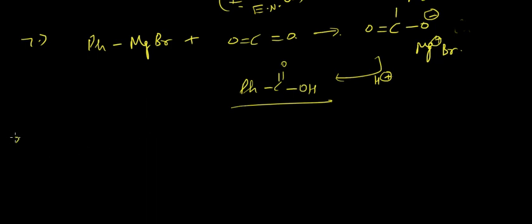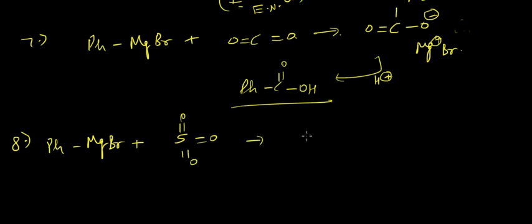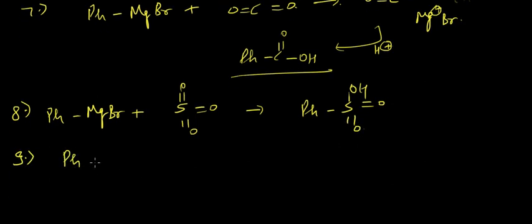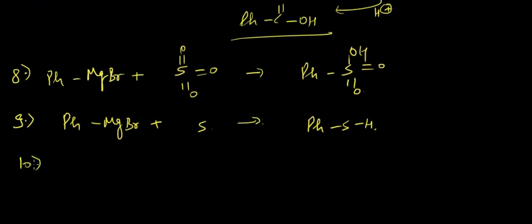Now let us look at some more examples. We have something like this, PhMgBr in reaction with SO3 gas. So we will be getting something like benzene sulfonic acid. Let's have a look at this reaction where we have PhMgBr reacting with sulfur. So in this case we'll be having something like PhSH. Obviously we are providing acidic medium later on in the reaction.